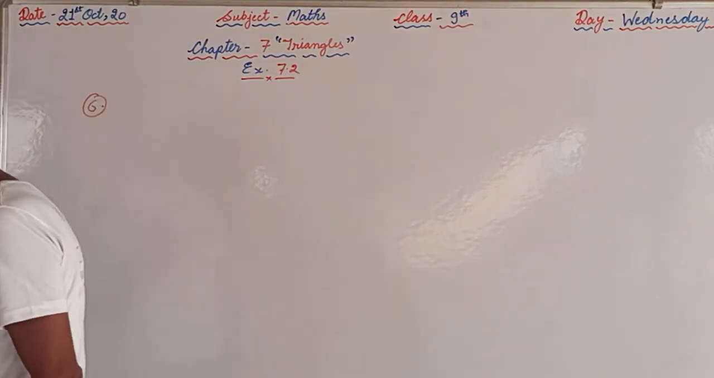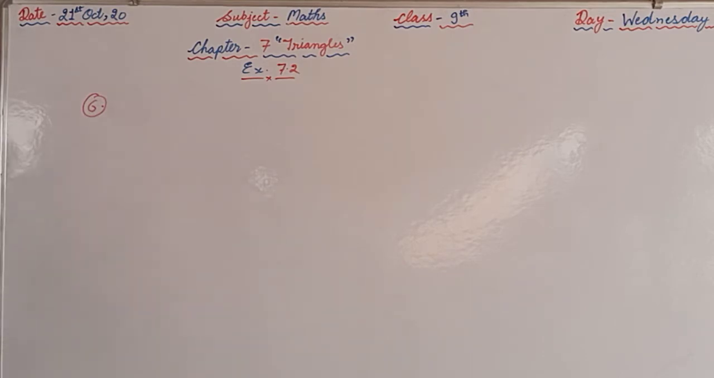As I told you previously, whenever you are watching the videos, you are supposed to have your textbooks with you, so that you can also read the question and understand the information given in the question. So on page number 124, exercise 7.2, question number 6. ABC is an isosceles triangle with AB equals AC as given in the figure.